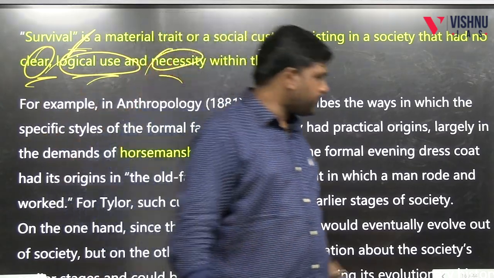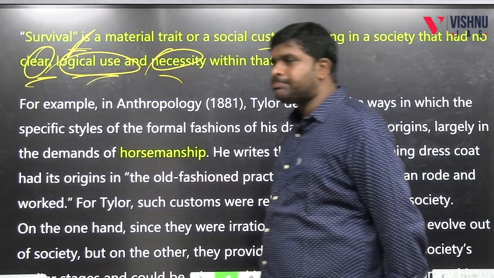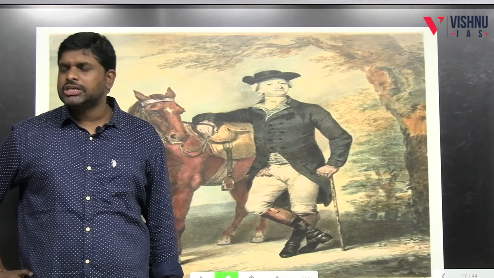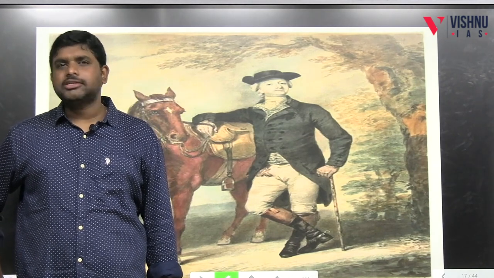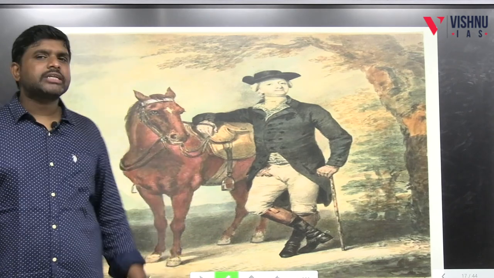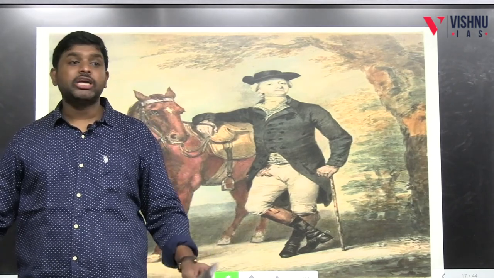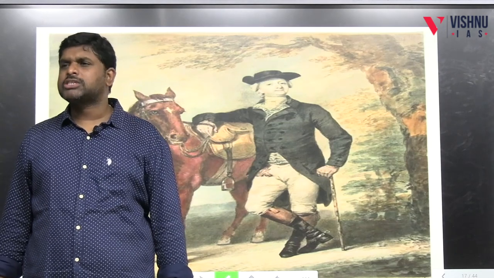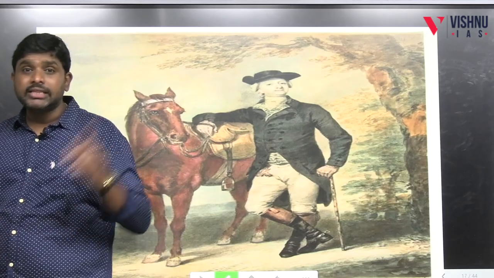Example, he took one example: horsemanship. Earlier times, in the 16th century, 17th century, 15th century, 14th century, British elites used to wear this dress while going for horse riding. Only few people had this privilege of horse riding. This particular dress is called the horsemanship dress, horsemanship coat. It was a necessity there. Why?